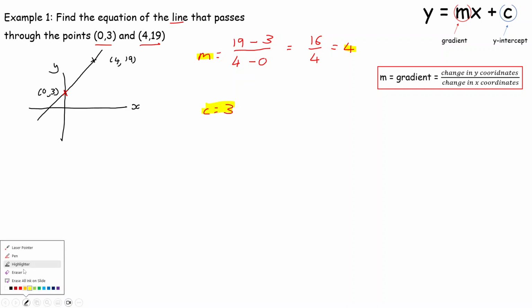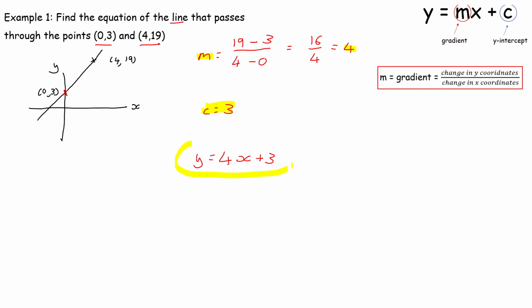There we go. Therefore, the equation of my line is going to be y = mx, where m is equal to 4, as we calculated. Again, y and x always just remain y and x in the equation of a straight line. They are your variables. You're changing x and y coordinates. And our c value is equal to 3, and it's positive, so it's going to be plus 3. And that is the equation of the line that goes through the coordinates (0, 3) and (4, 19): y = 4x + 3.